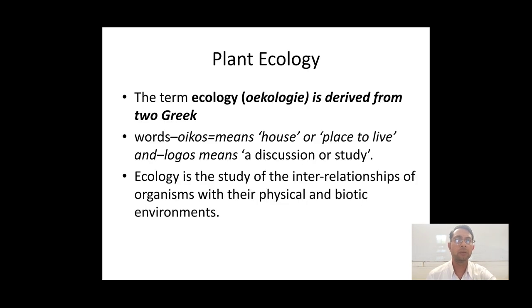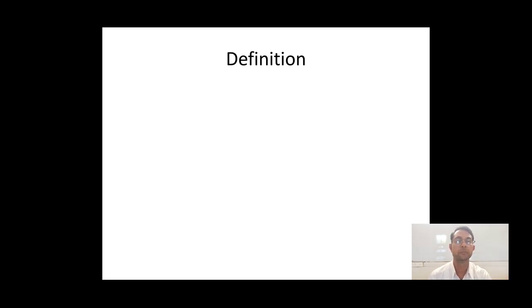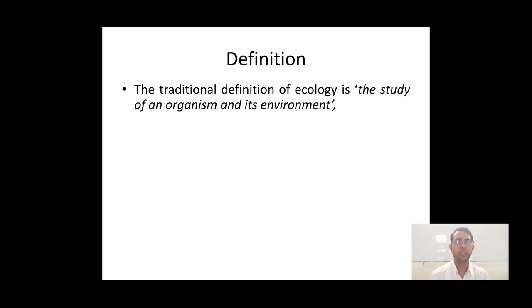Ecology is the study of interrelationship of organism with their physical, abiotic and biotic factors. So we can say that in ecology the most important things are biotic and abiotic factors, that are usually useful as different parameters for the study of ecology. Now there are different types of definitions given by different workers and scientists for ecology.